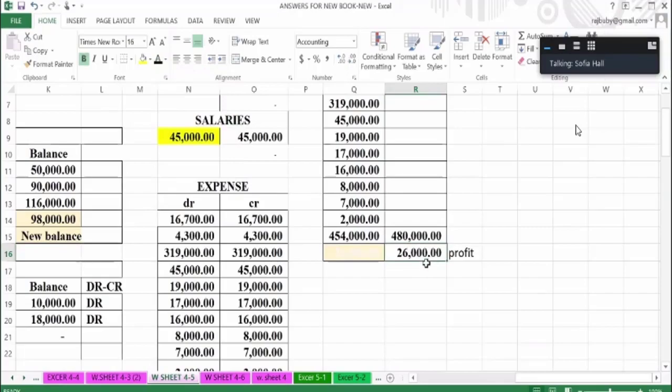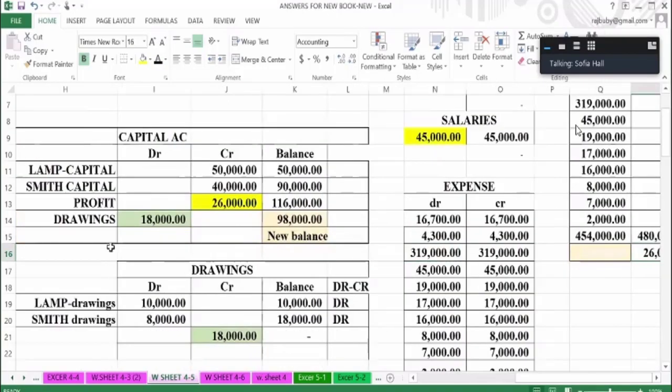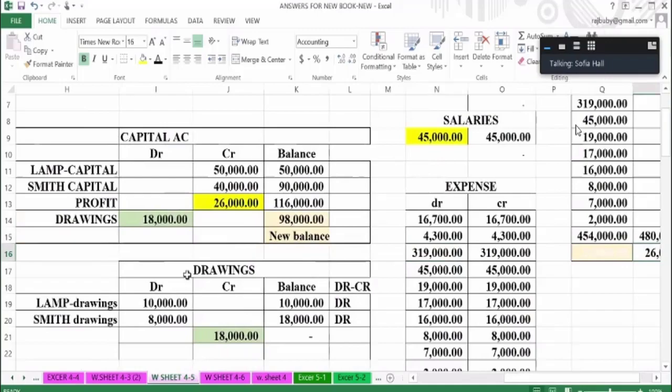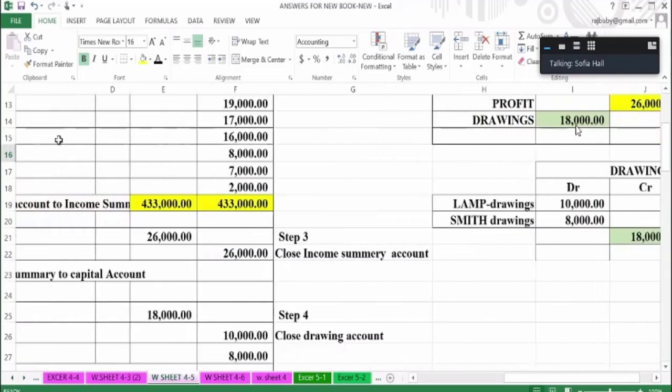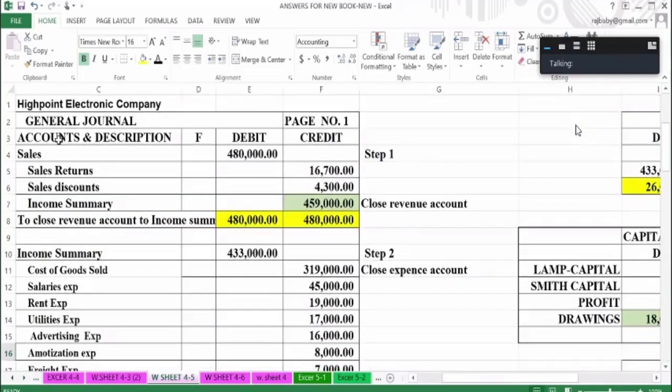Then the profit: this is the third step. In the third step, we are transferring the profit to the capital account. Here, in the capital account ledger, it is going to be on the credit side. Then it's going to be total, like this. After that, we are closing our drawings. Now, when you do the exercise, you will understand more. I'm showing so many things. Okay, let's start the exercise.